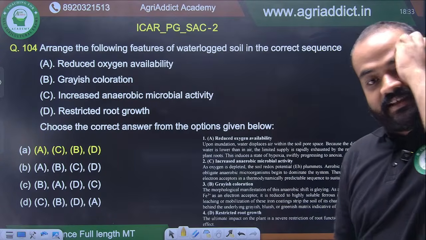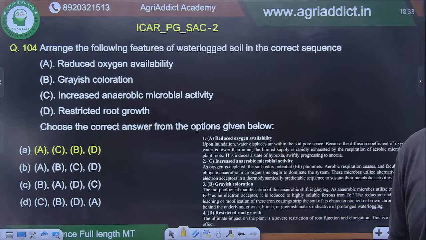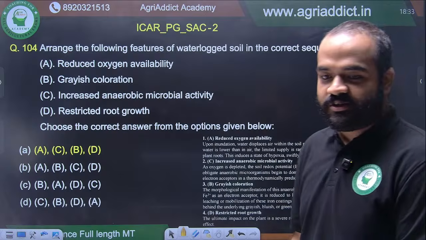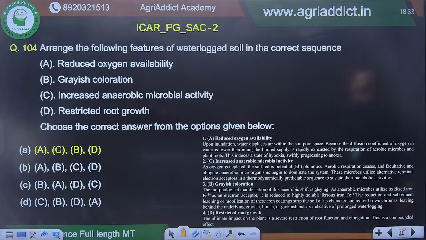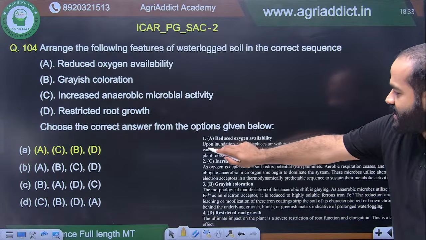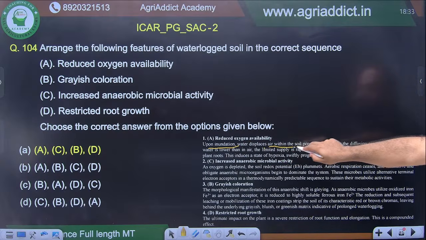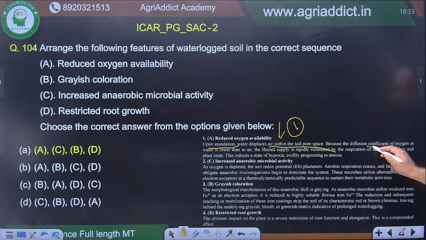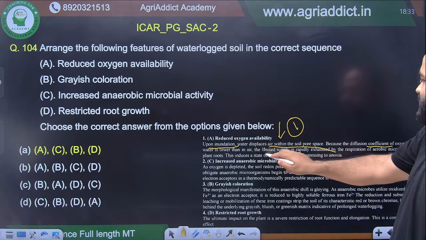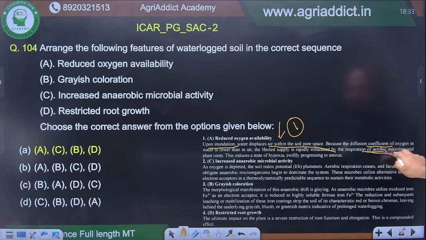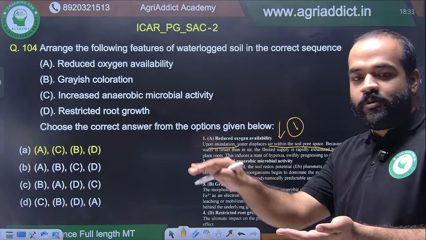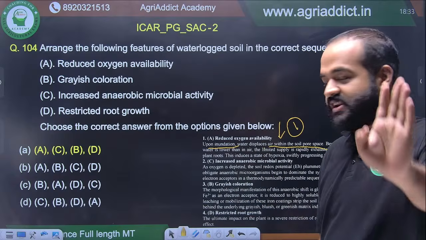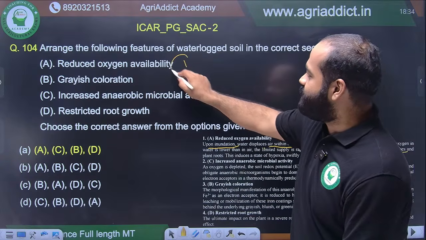Yes, you are definitely correct. It is option A. So the first to come is reduced oxygen availability. I have seen this is a very good sign. You guys are very thorough with your previous year practice. So first, upon inundation, upon submergence, water displaces air within the soil pore space and reduces oxygen availability. This is step 1. Because the diffusion coefficient of oxygen in water is lower than in air, the limited supply is rapidly exhausted by the respiration of aerobic microbes. When submergence happened, whatever aerobic microbes were there finished the remaining oxygen. So definitely this is the number 1 step.